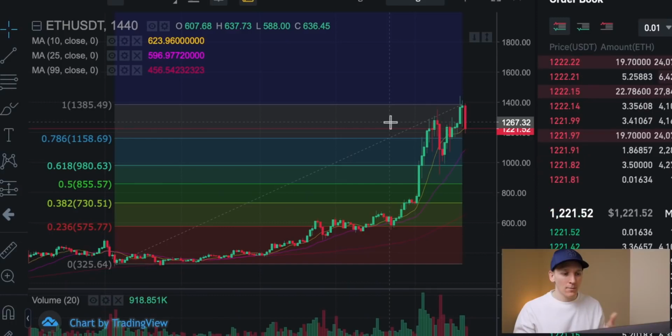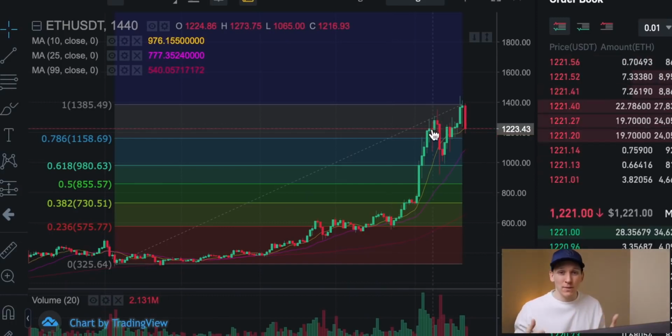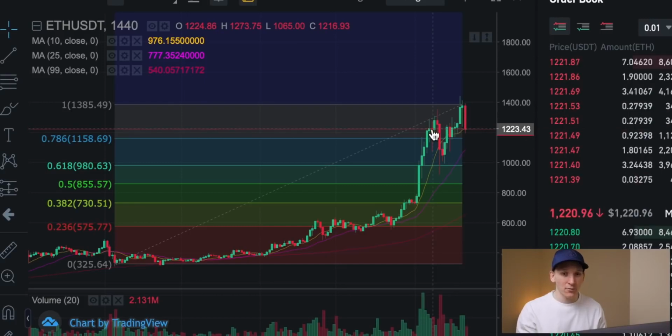Nothing can predict the future, of course. These are just technical analysis. Fundamental is needed as well. But these just may give you some levels that you may want to put some orders in at. So let's get into actually placing some orders.